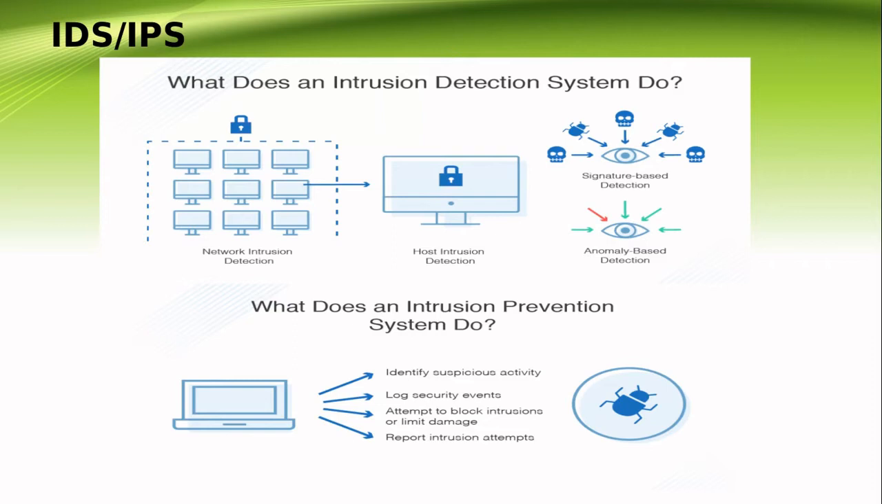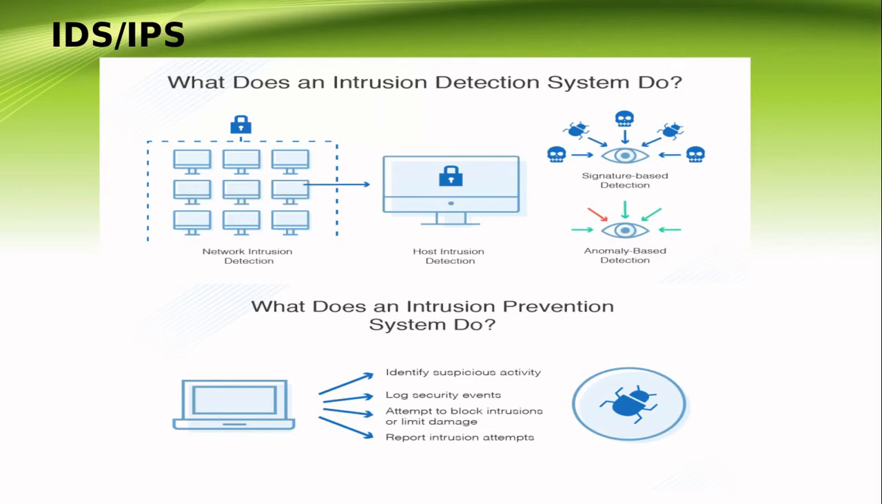We need to explain this more so that we can understand. Now the second type, IPS. As you can see in the picture, an IPS identifies suspicious activity, logs security events, attempts to block intrusions or limit damage, and reports intrusion attempts. Some experts consider an intrusion prevention system to be a subset of intrusion detection. Indeed, all intrusion prevention begins with intrusion detection, but the security system can go one step further and act to stop ongoing and further attacks.